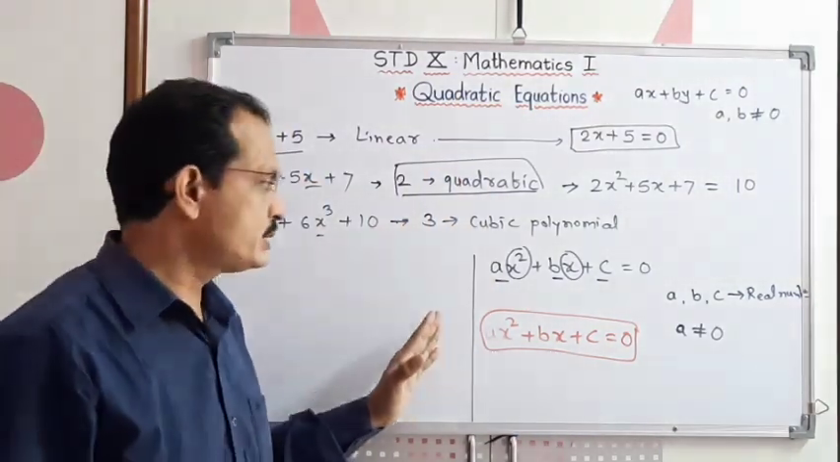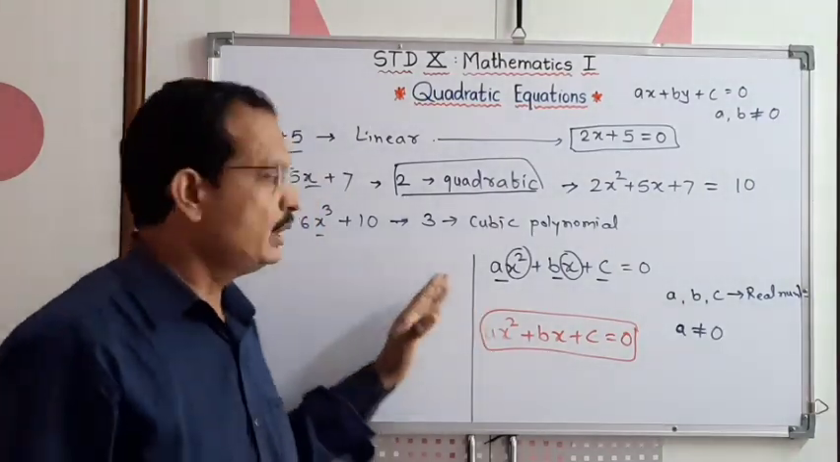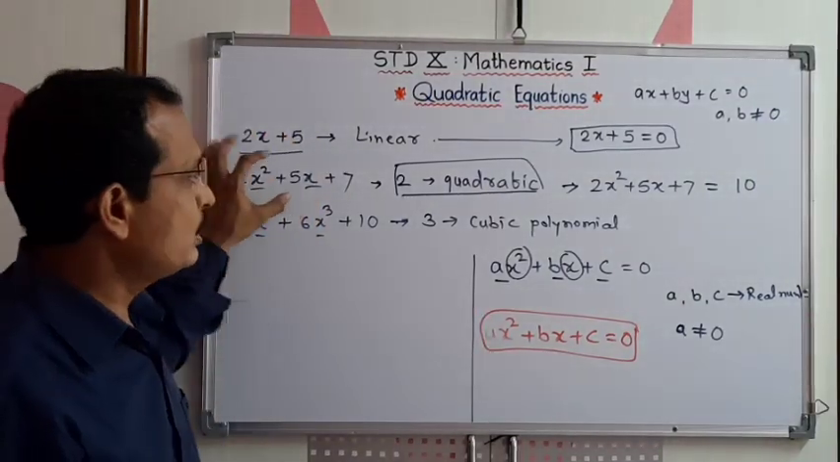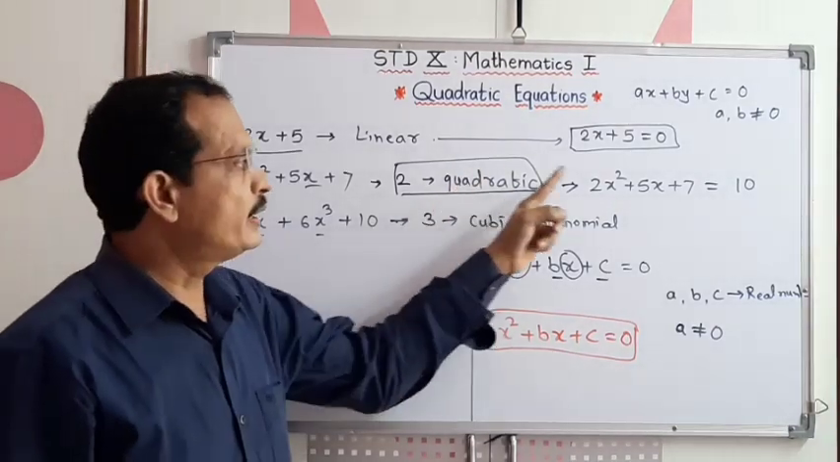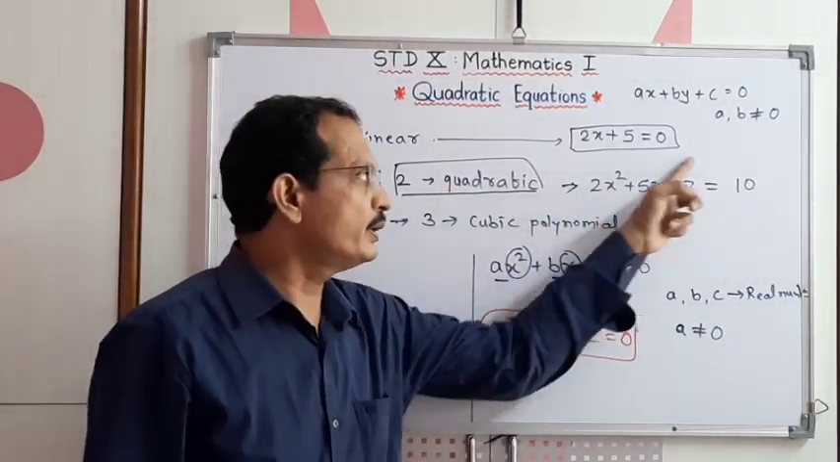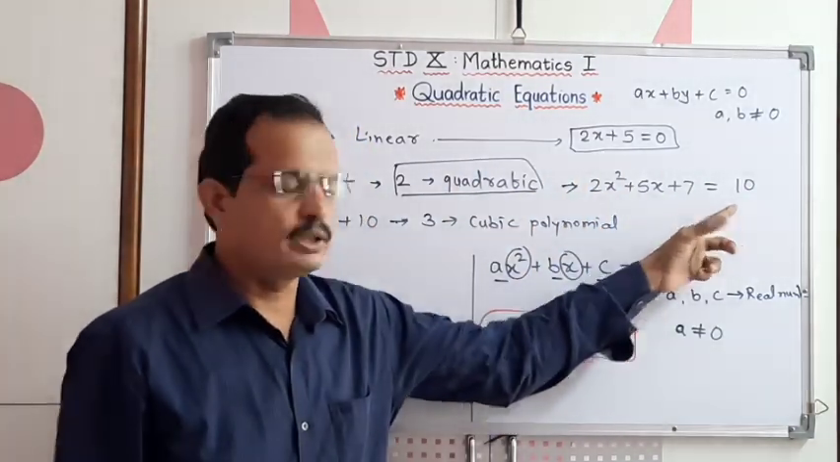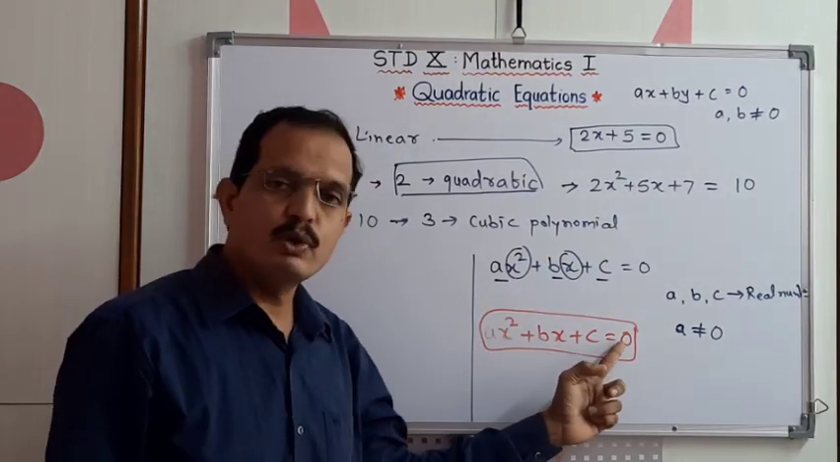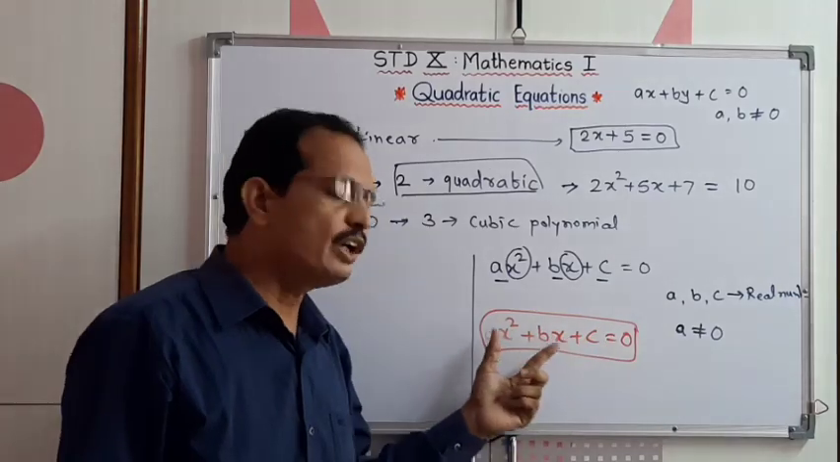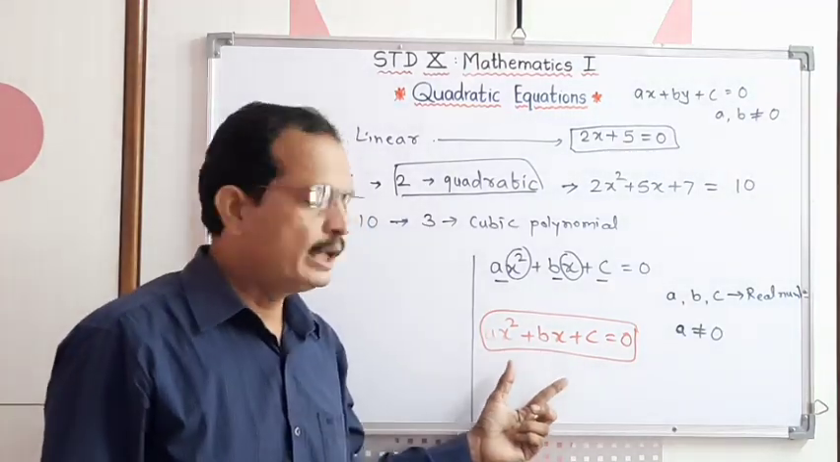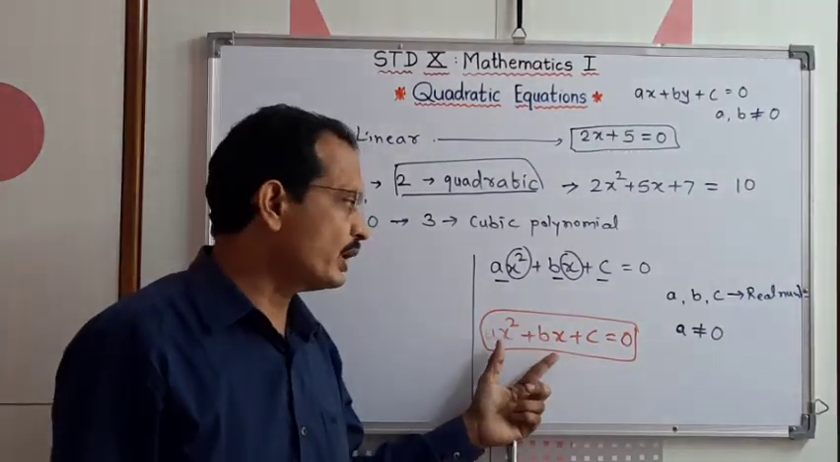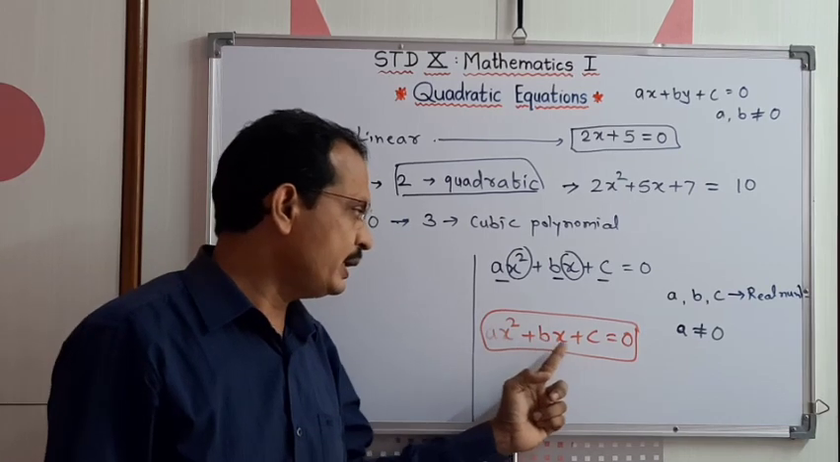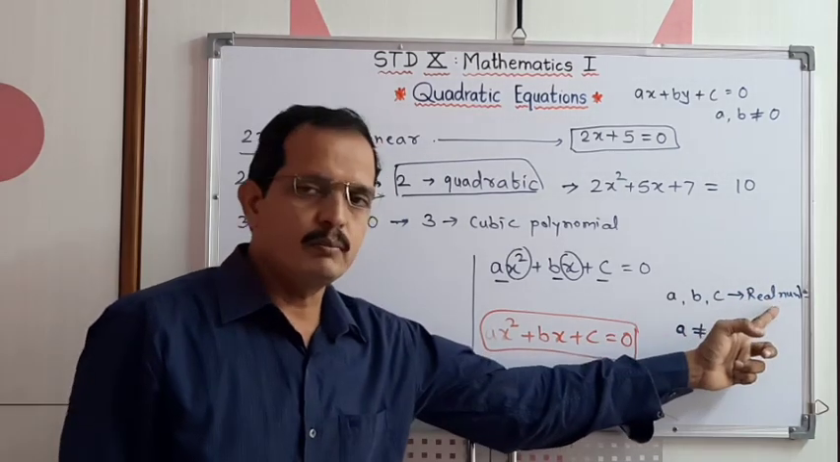Now dear students, you understand very well, this is a quadratic polynomial, and this quadratic polynomial we write in the form of a quadratic equation. Here ax square plus bx plus c equal to 0 is the standard form of a quadratic equation, and in the standard form of a quadratic equation, a, b and c are real numbers.